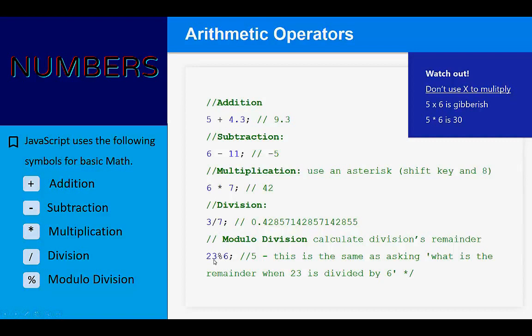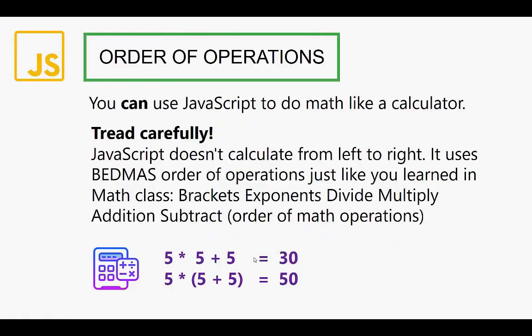And then there's something here called modulo division, which you'll rarely use, but it just gives you the remainder of a division. So if you divide 23 by 6, 6 goes into 23 3 times, and you're left with 5. You'll get the result of 5 for that one. And we'll try these out in a little bit.